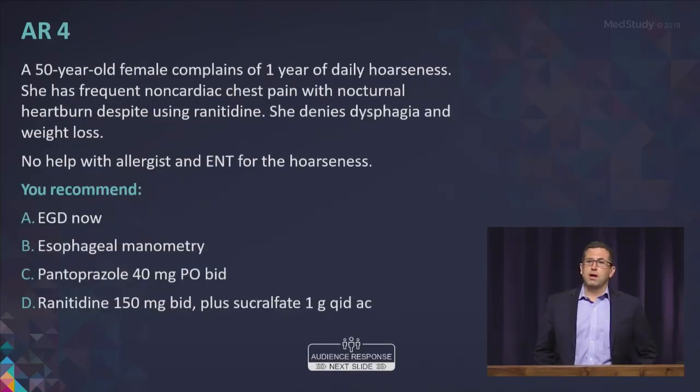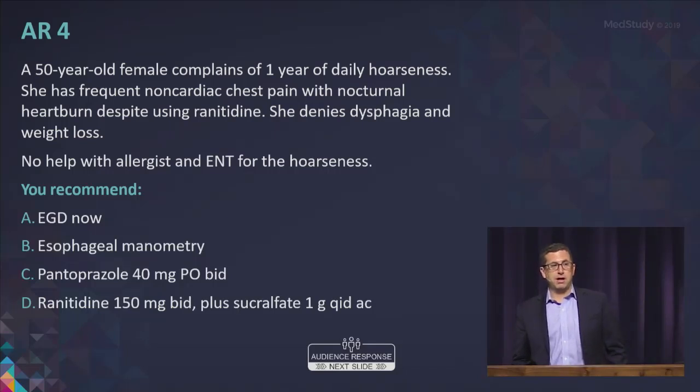Question number 4. A 50-year-old female complains of 1 year of daily hoarseness. She has frequent non-cardiac chest pain with nocturnal heartburn despite use of ranitidine, which obviously is not a PPI, it's an H2 blocker. She denies dysphagia and weight loss. There's no help with an allergist and ENT for the hoarseness. You recommend EGD now, manometry, pantoprazole, or ranitidine.